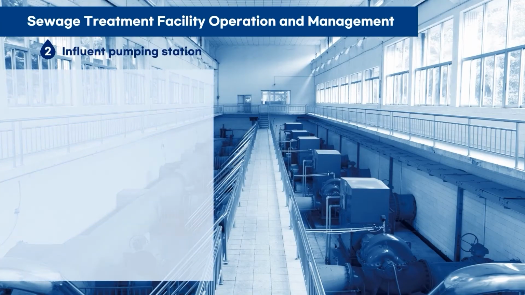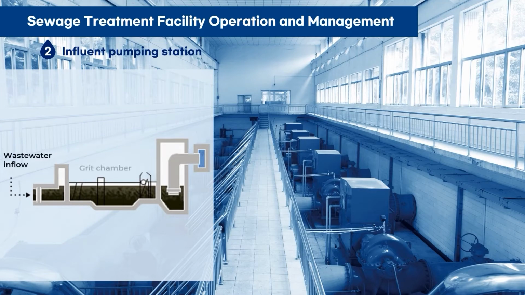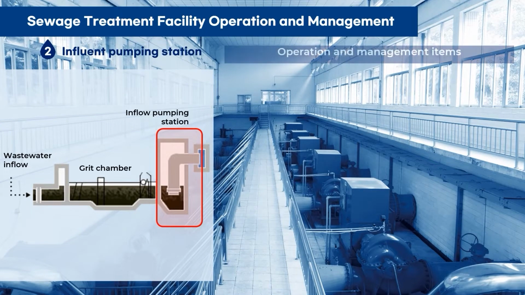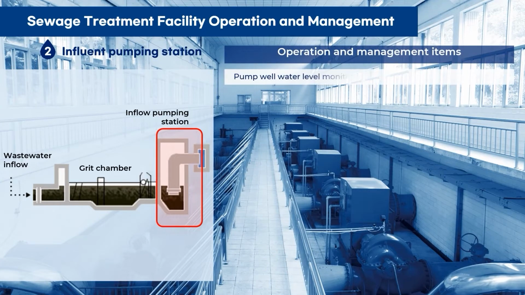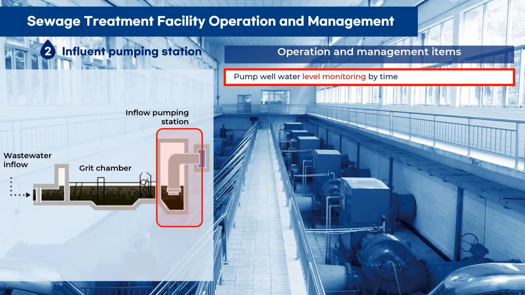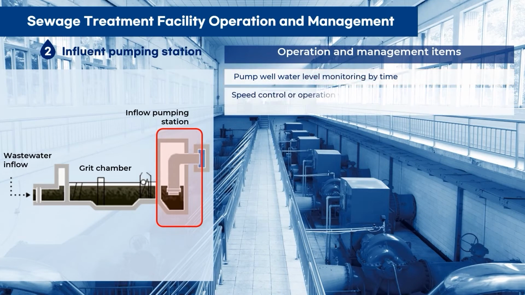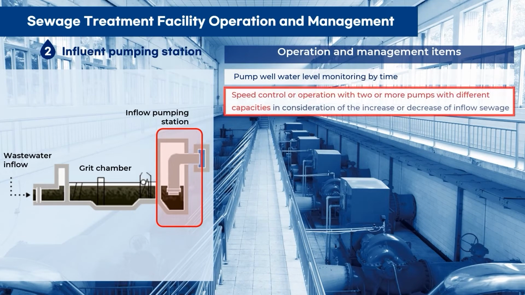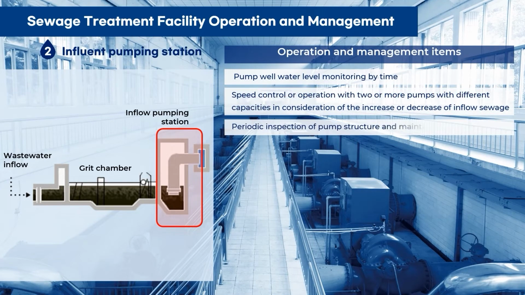From the grit chamber, treated wastewater is moved to the primary sedimentation basin by an inflow pump. In the inflow pumping facility, the level should be monitored by time of day for speed control, following increased volumes of wastewater intake, or appropriate operation of pumps with 2 or more different capacities. Periodic maintenance checks should be conducted on the pump structure, etc., and operation methods should be prepared for changes in wastewater volume by time of day or season.